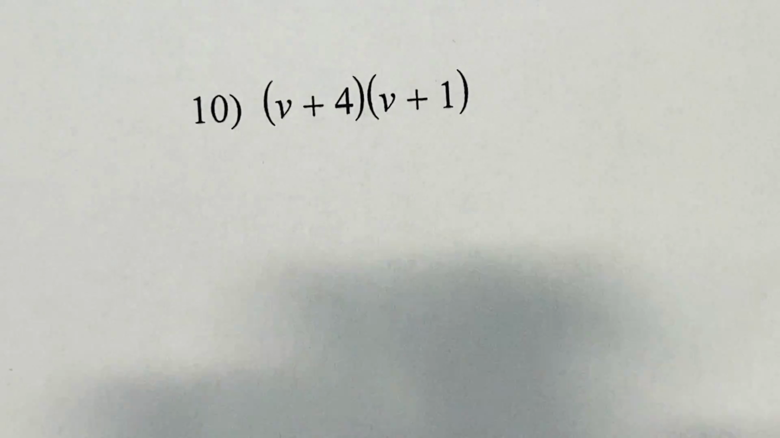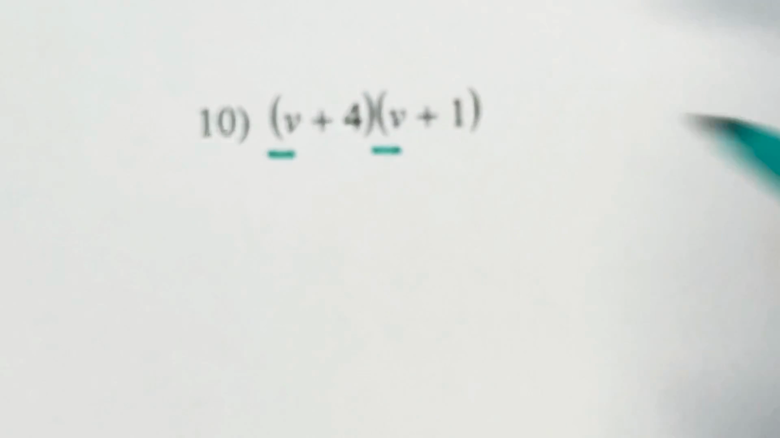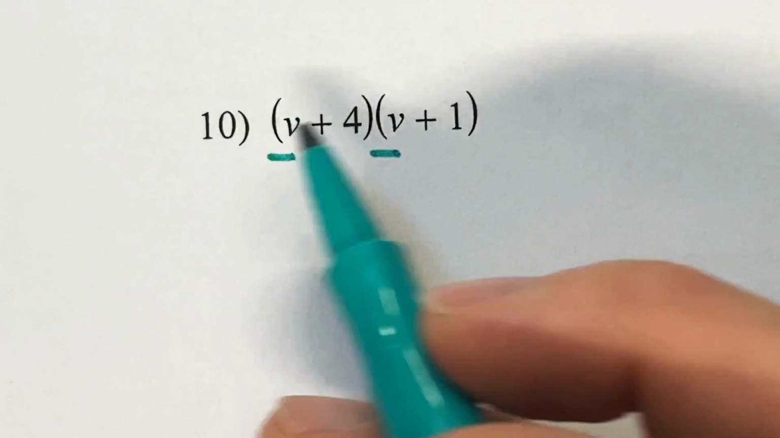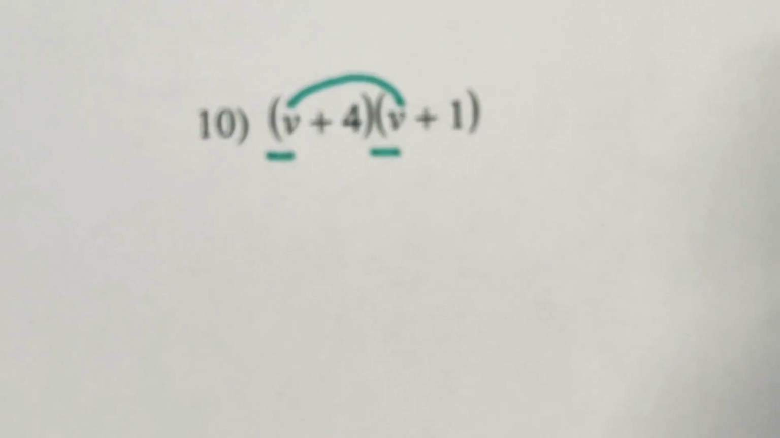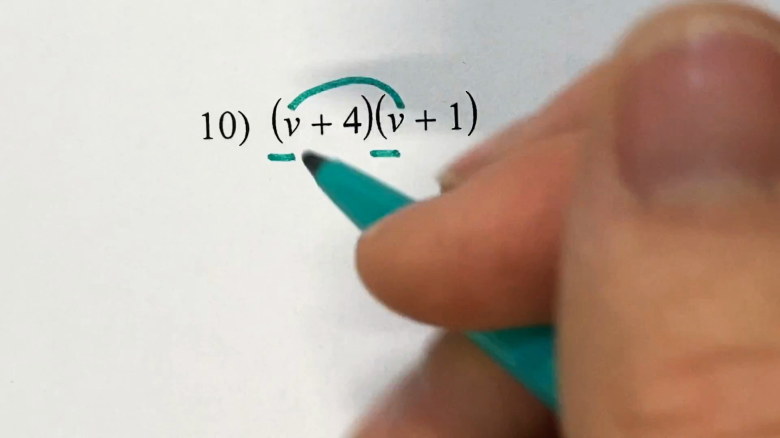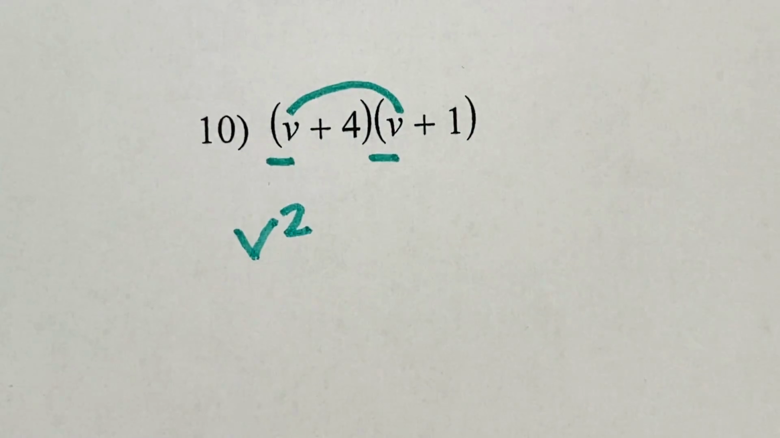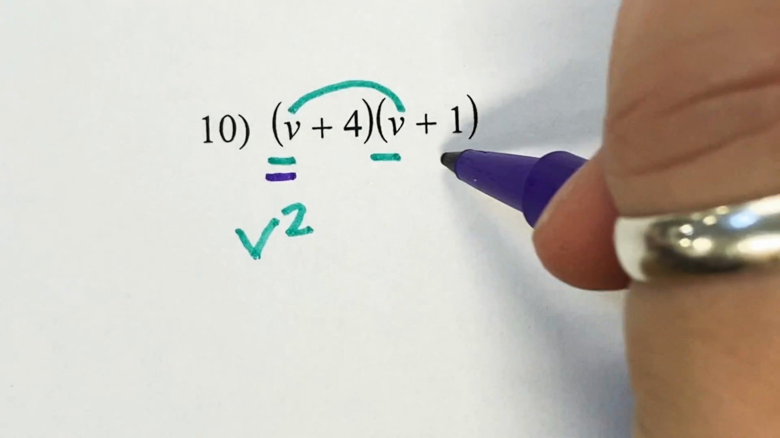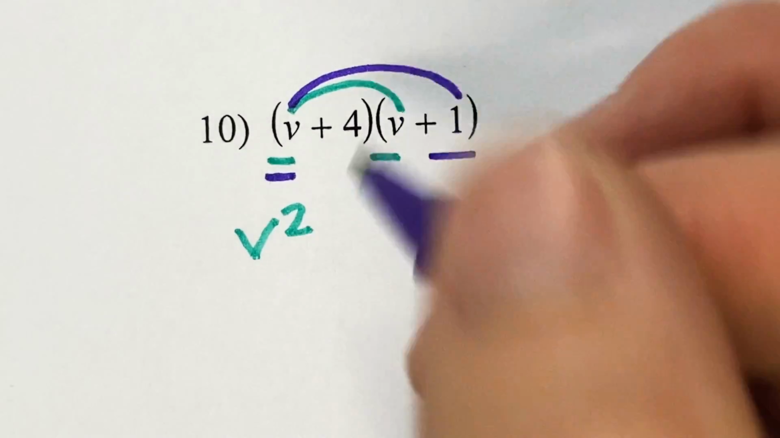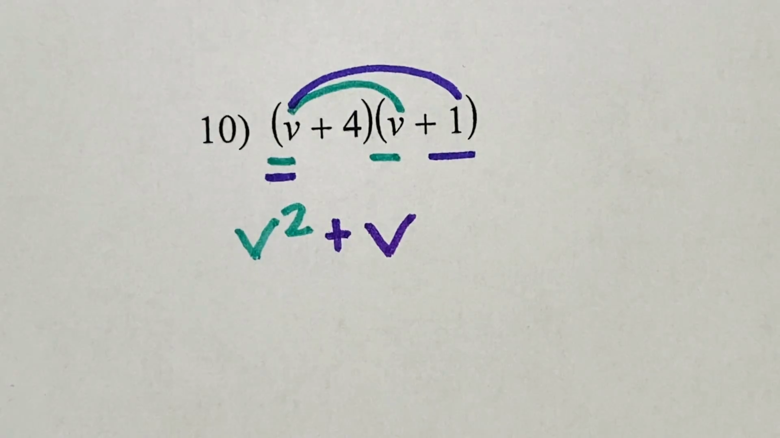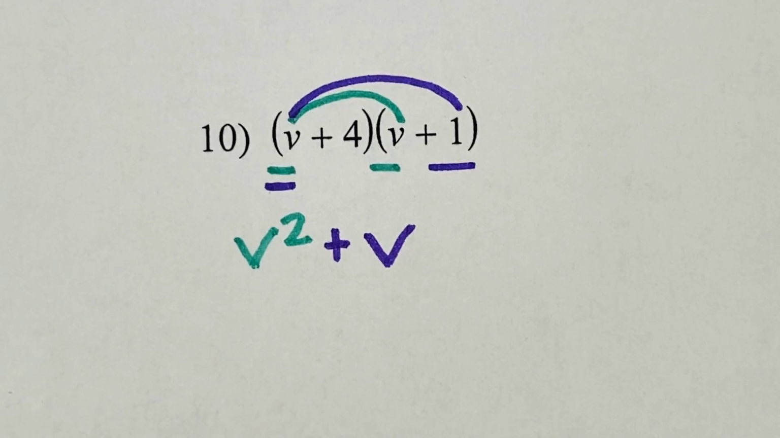Perfect. Last example. Okay, so we have our F in FOIL, that stands for first. So we have v times v, or 1 times 1, which is just 1. But then how many v's do I have being multiplied? 1, 2. So we have v squared. Okay, our O in FOIL stands for outside, v and 1. What is 1 times v? That is just 1v, or just v, right? We don't have to write that 1.